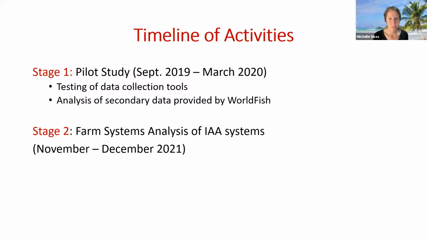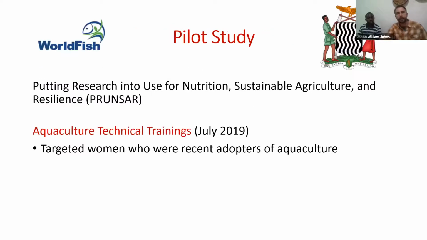So our timeline of activities is stage 1, which is already complete. We did a pilot study from September 2019 to March 2020, which Malaya here kind of headed. I was testing data collection tools, and later I did an analysis of secondary data that was generated by Malaya and provided by World Fish. And then hopefully I have time to talk about our second stage, which will be starting in November and December of 2021, which is a farm system analysis of these integrated systems.